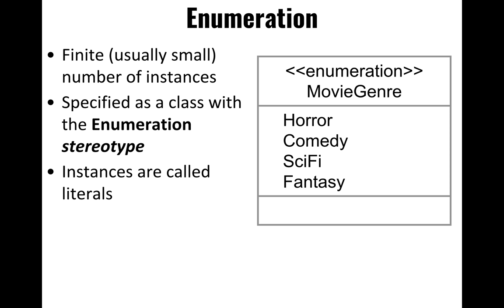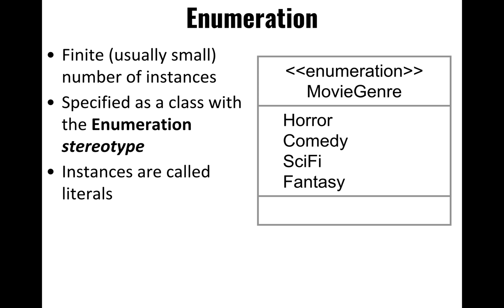If there are enumerated data types that don't exist, for instance movie genres, we don't have a data type movie genre. You can create your own. So this concept is very common in object orientation, but it wasn't captured as an idea. So to extend a UML class diagram, we have what are called stereotypes. Stereotypes allow us to create these new concepts.